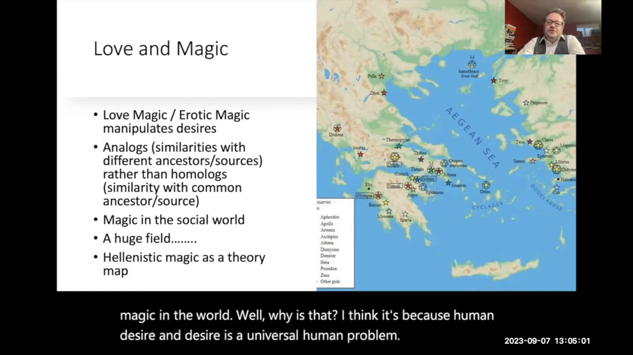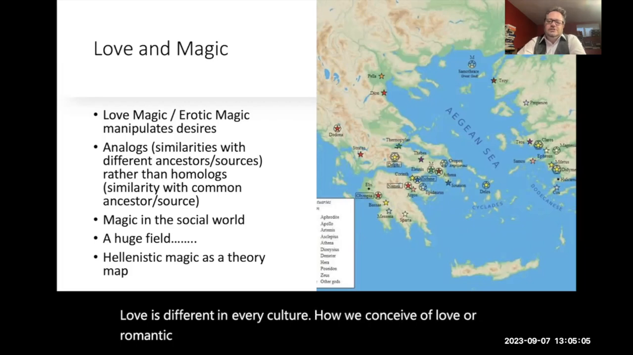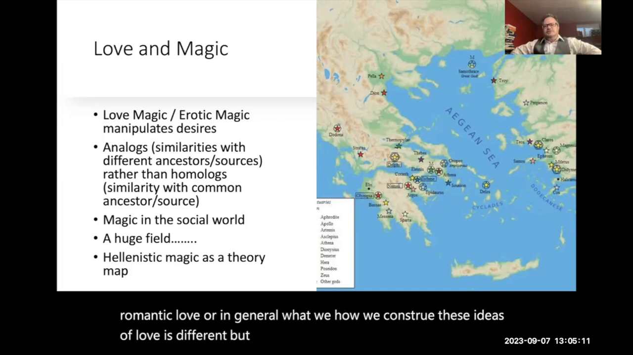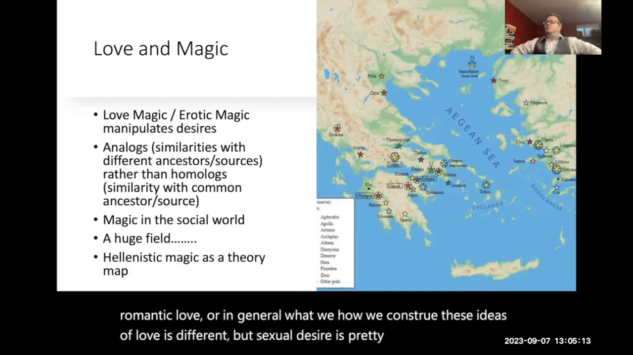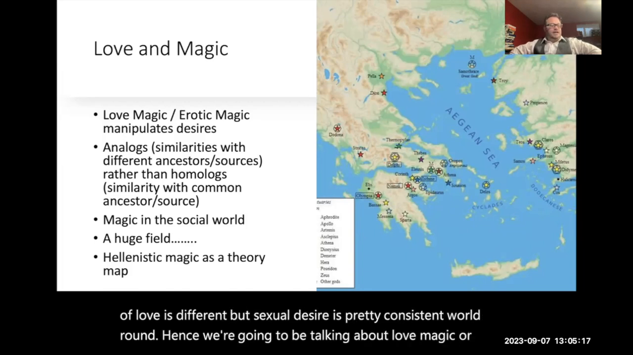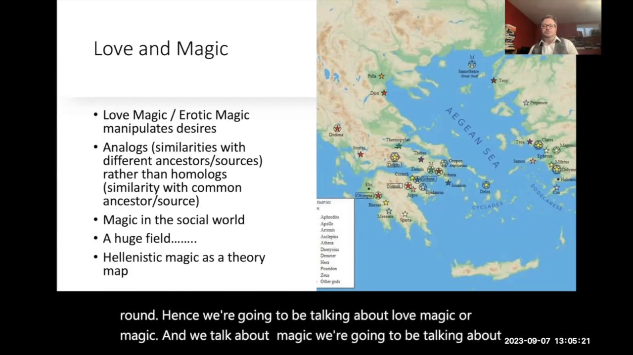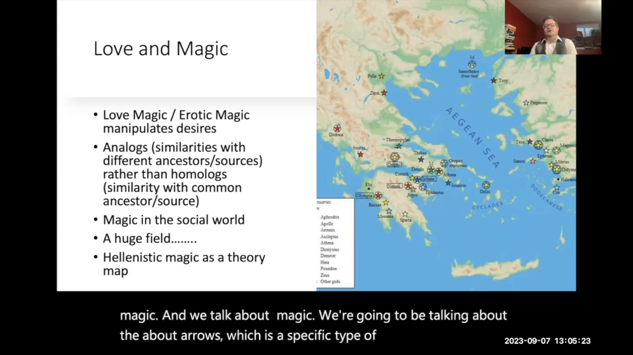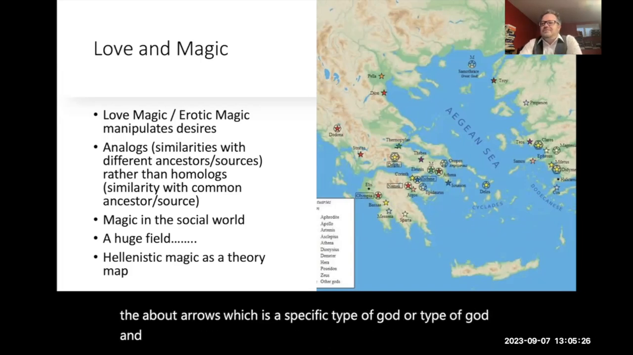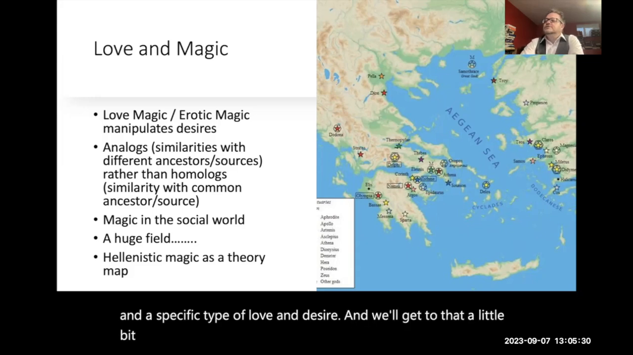Love is different in every culture. How we conceive of love or romantic love, or in general, how we construe these ideas of love, is different. But sexual desire is pretty consistent the world round. Hence, we're going to be talking about love magic or erotic magic. And when we talk about erotic magic, we're going to be talking about Eros, which is a specific type of god, and a specific type of love and desire. We'll get to that a little further along in this lecture.